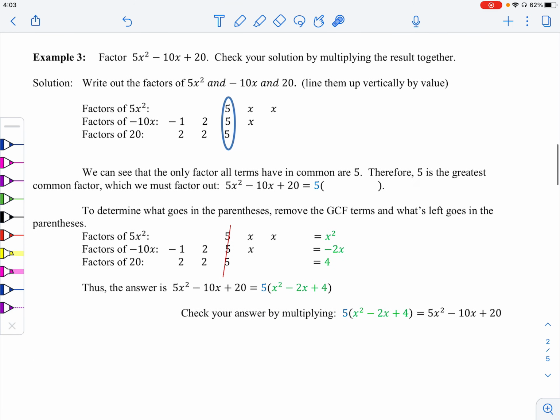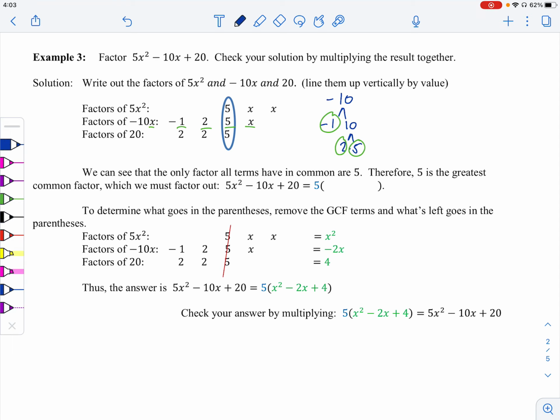So again, if we have 3 terms, same thing, we write out the factors of each one. So 5, that's a prime number, 5, 2x's, so x, x. Negative 10, we take out the negative 1. 10 is 2 times 5. That's our factor tree. Negative 1, 2, and 5. That's why we got negative 1, 2, and 5 with 1x.